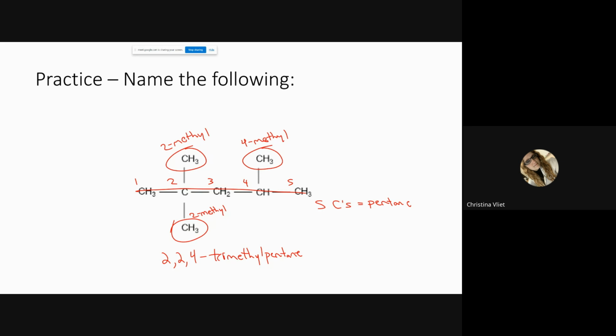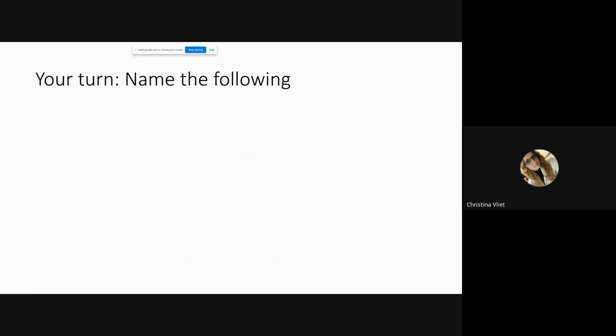You ready for your turn? I left it blank on purpose because I created one. It's going to be skeletal. Ready? Next one is for you to try for a stamp. Name the following. I know you're very excited about this.